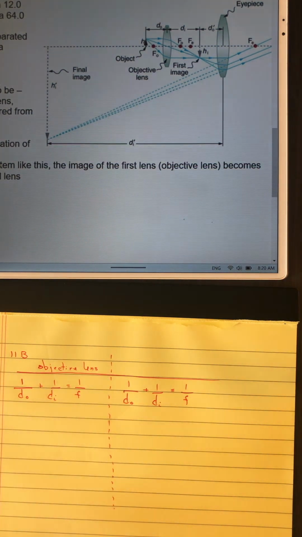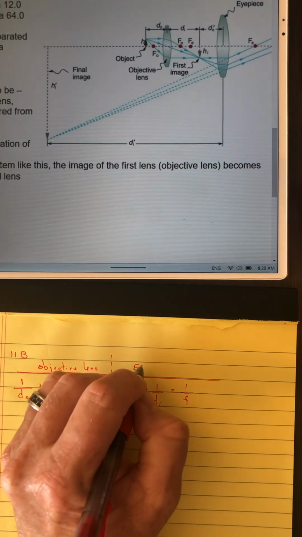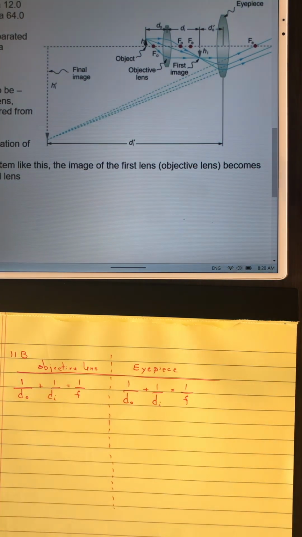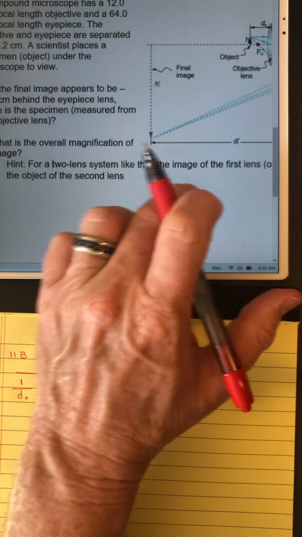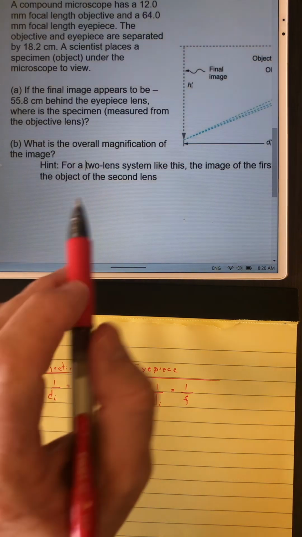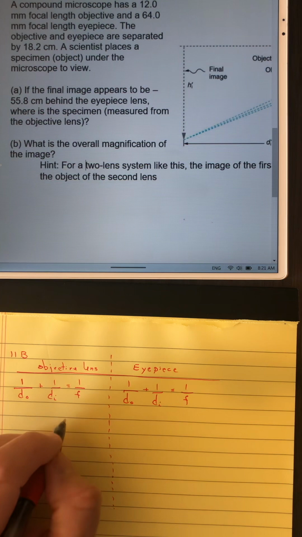And that's the one that is close to what we're trying to examine. And then the second set of equations is the optics that is taking place for the eyepiece. Okay? And let's see what we have here. A compound microscope has a focal length of 12 millimeters for the objective.